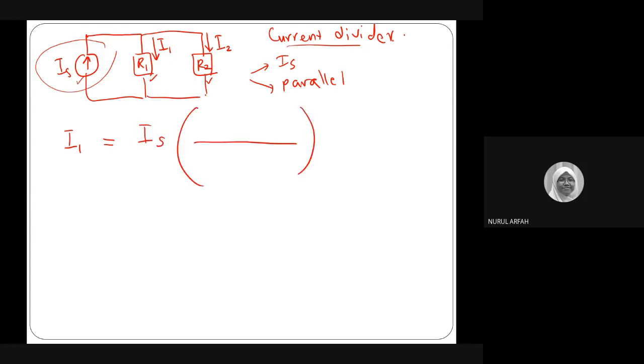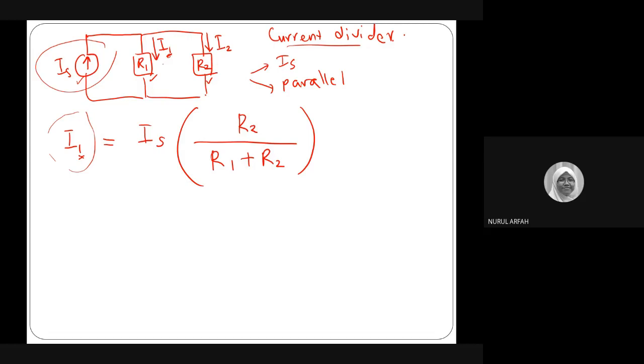But this one is a little bit opposite because this is a parallel circuit. If you're going to find I1, then you're going to find the element across it. So this one should be R2, and then plus anything in parallel, R1 plus R2, something like this. So you're going to find I1 here, but you are not using this R1, you are going to use the opposite of that. So this is R2. Okay.